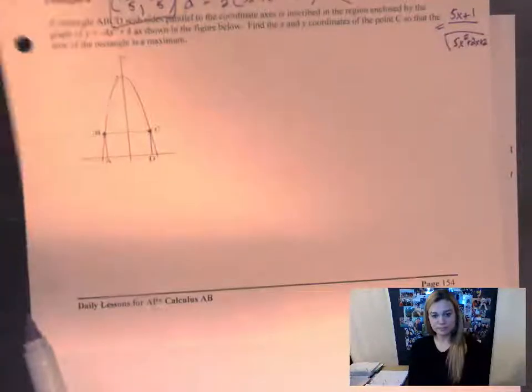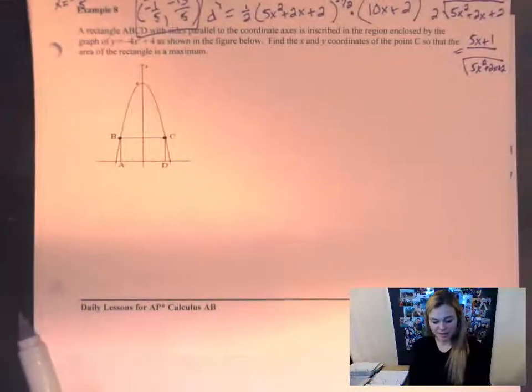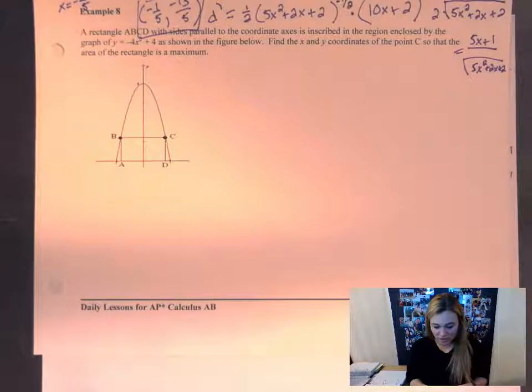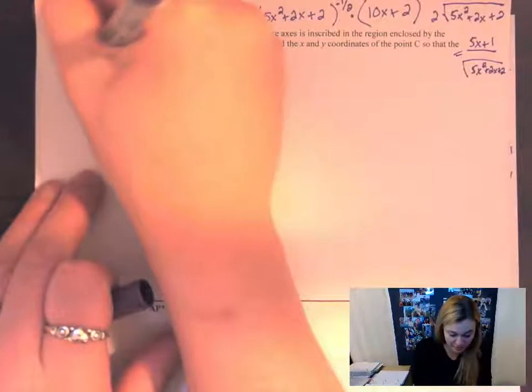Woo! Last question. A rectangle ABCD with sides parallel to the coordinate axes is inscribed. Inscribed just means stuck inside, and the corners are on that parabola enclosed by the graph of y equals negative 4x squared plus 4. Find the x and y coordinates of the point C so that the area of the rectangle is a maximum.